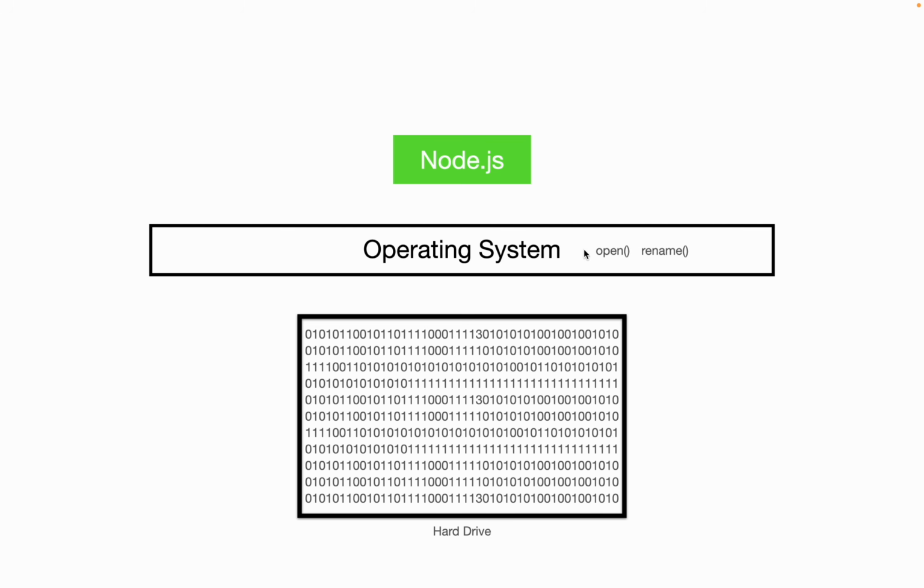You don't have to memorize these system calls, but it's good to know what is happening behind the scenes. So Node.js is using libuv to do these. It's using libuv to call these system calls and to get those zeros and ones, or to write those zeros and ones onto the hard drive.